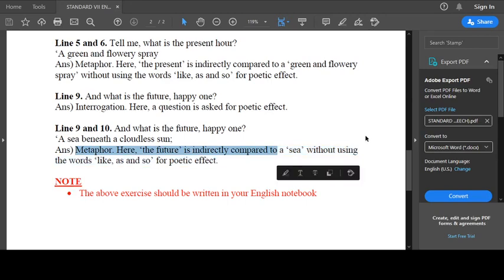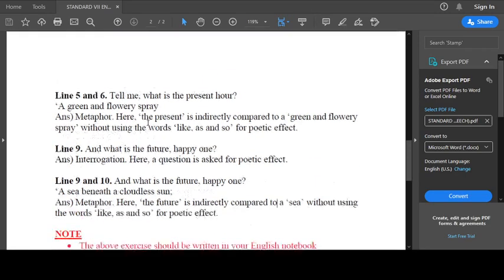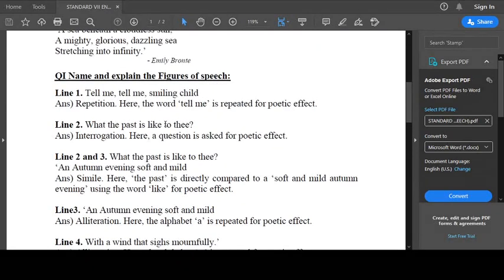So children, I hope you all have understood this topic, figures of speech. So what I want you all to do is copy this entire exercise in your English notebooks.